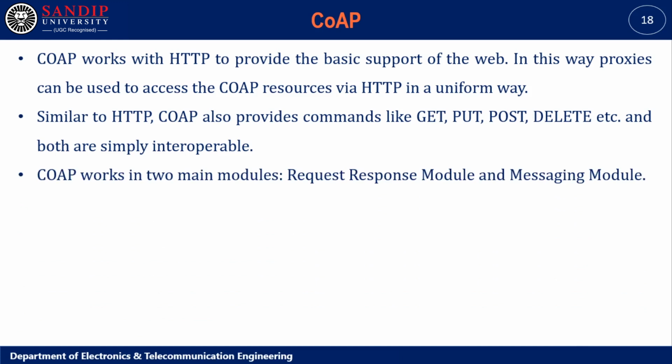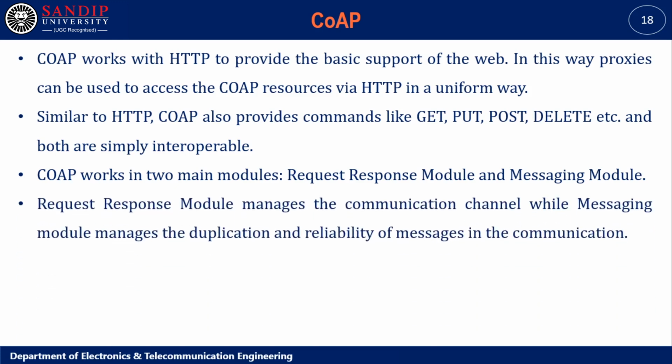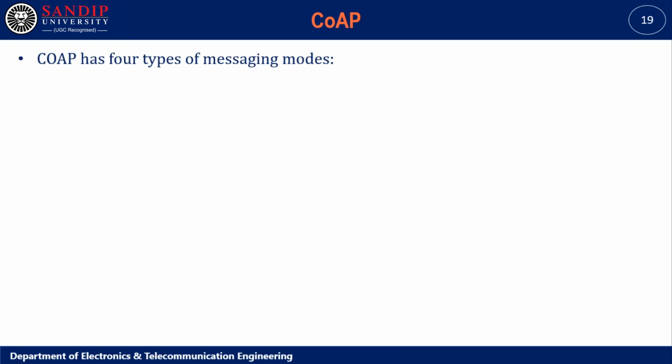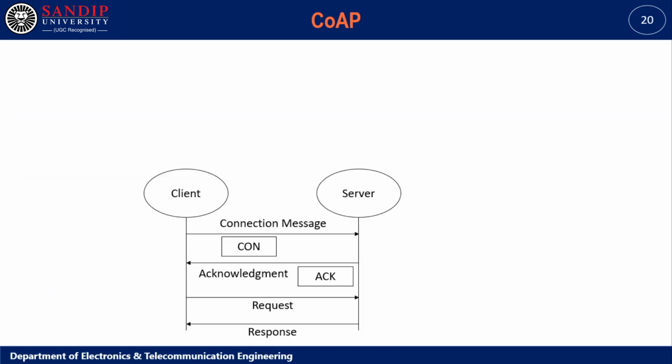CoAP works in two main modules, request response module and messaging module. Request response module manages the communication channel while messaging module manages the duplication and reliability of messages in the communication. CoAP has four types of messaging modes: confirmable, non-confirmable, piggyback, separate.